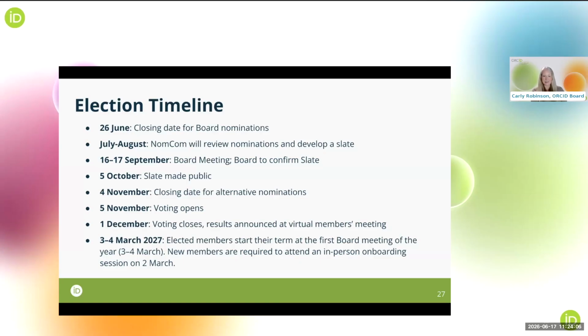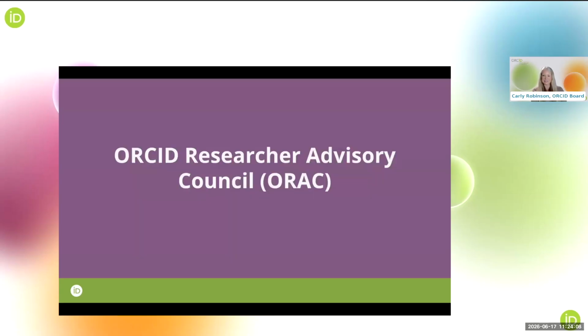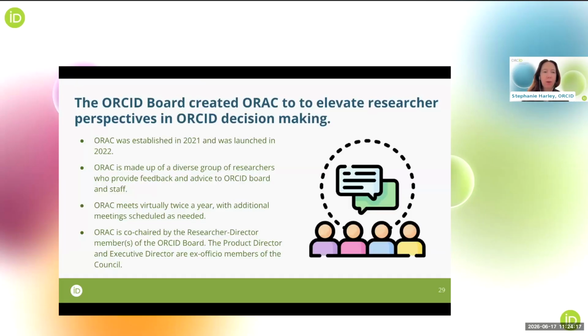So with that, I will hand it over to Stephanie. Great. Thank you so much, Carly. And I'll share a little bit more information about the ORCID Researcher Advisory Council. As Heath mentioned earlier, we have 2 researcher seats on the board. But a few years back, the board was discussing that we really can't represent millions and millions of researchers with just 2 researcher seats on the board, and decided to create this Researcher Advisory Council.